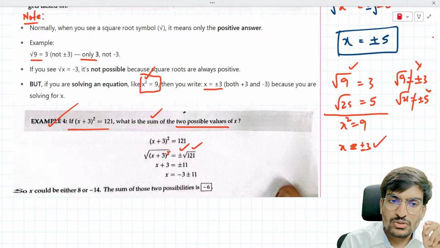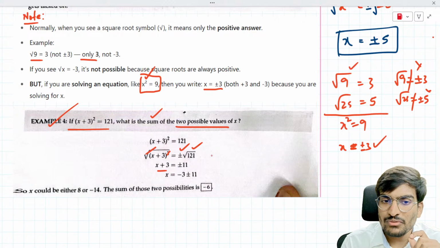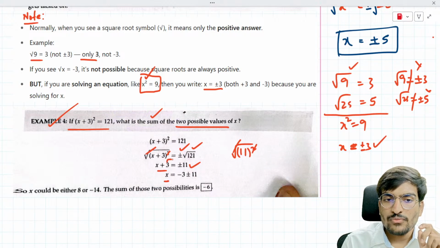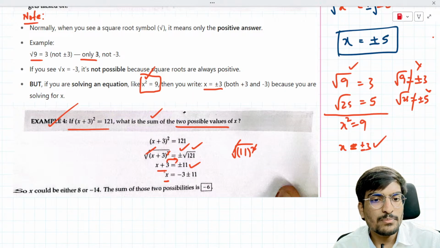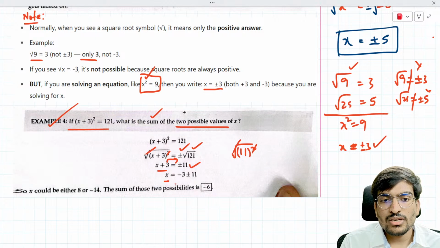Now the square and root cancel, we get x plus 3 equals plus or minus 11. Root 121 is 11, because 11 square is 121. So that's why we went this way. And x equals, taking this 3 to the other side, negative 3 plus or minus 11. So just do the thing, and you are going to get the x values.